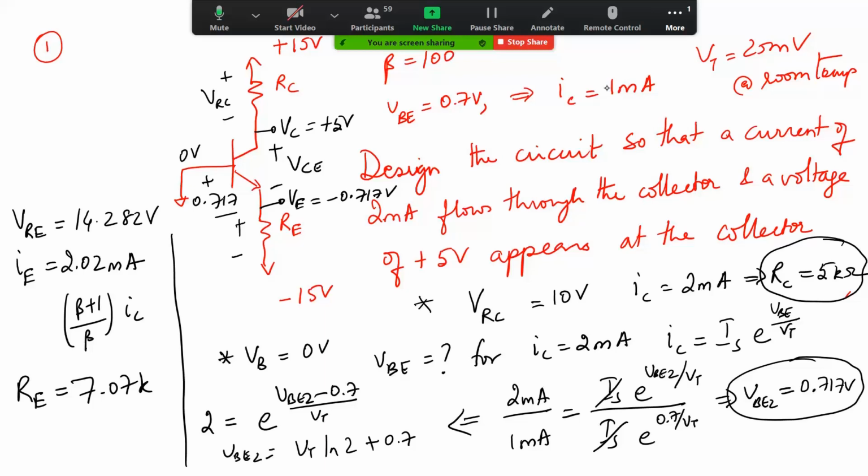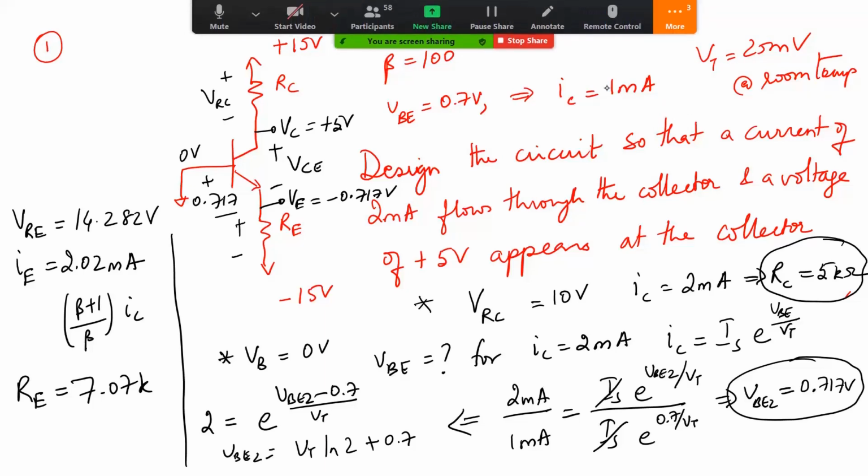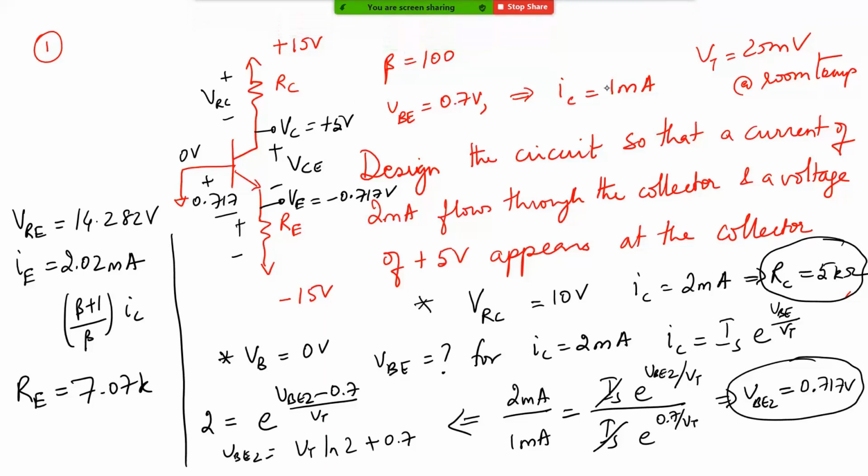Okay, is this clear? Any doubts, any questions? Basically, can you explain the question again? Okay, the question is this. You have been given a circuit, which is a BJT with two resistors, RC and RE. The supply voltages are plus and minus 15 volt. The emitter, the bottom side, is connected to minus 15, the top side is plus 15, and the base is grounded.